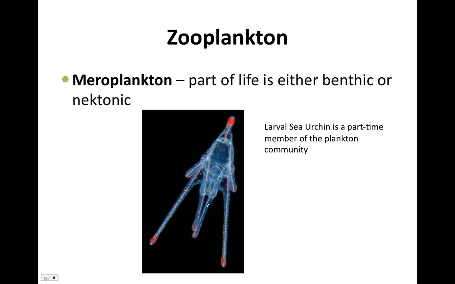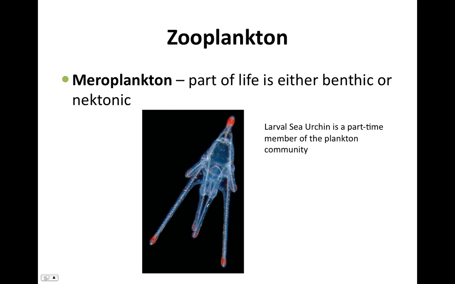Next we have meroplankton. These are zooplankton that only spend part of their life in the planktonic stage, and the other part of their lives either as benthic organisms living on the seafloor, or as nektons, or they're nektonic. We'll discuss what nektons are in a little bit. So, for example, this is a larva of a sea urchin, which, as a larval stage, floats in the water, and so it's considered to be plankton. And as it develops, it will settle to the seafloor and become a sea urchin.